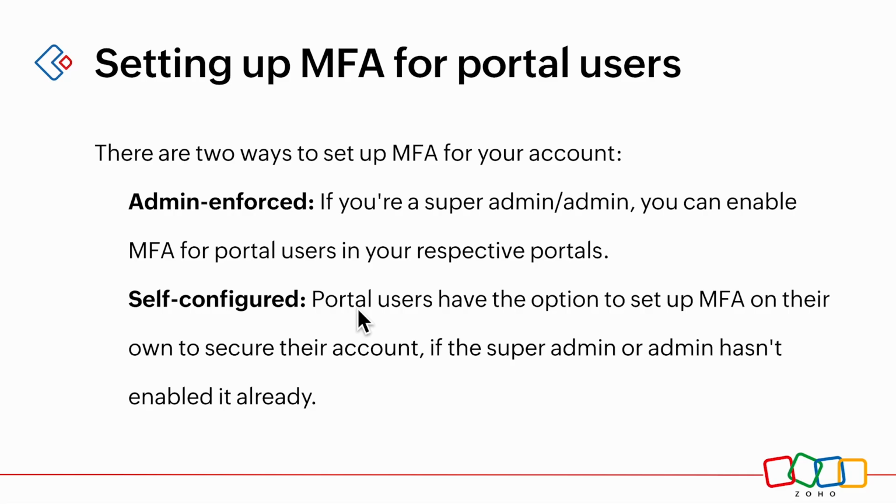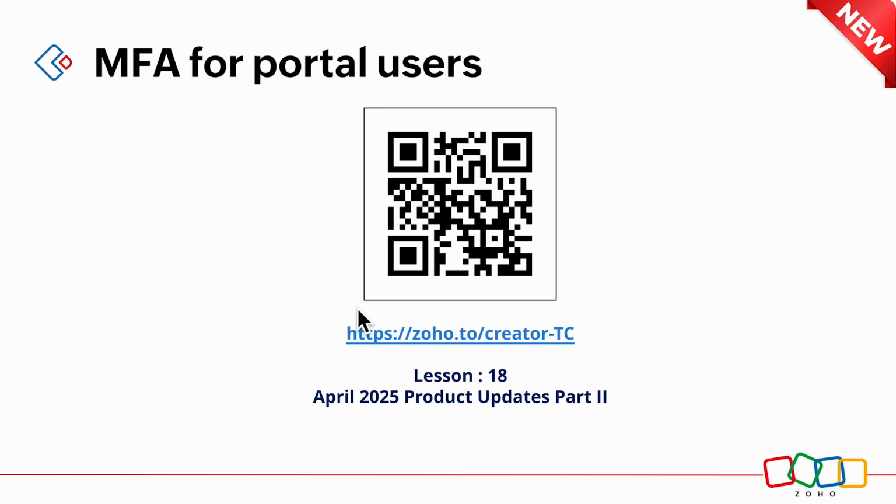How can this multi-factor authentication be set up for the portal users? It can be done in 2 ways, either admin enforced or self-configured. Let's say if you're a super admin or admin, they can enable the multi-factor authentication for the portal users directly. In cases where super admin or admin has not enabled this feature, portal users can now self-configure themselves and choose the multi-factor authentication. We already covered this topic about multi-factor authentication in detail with a live demonstration.